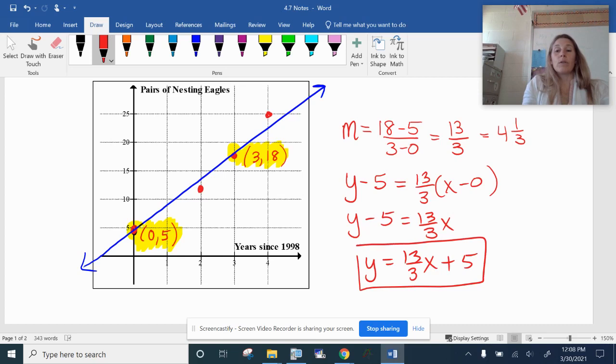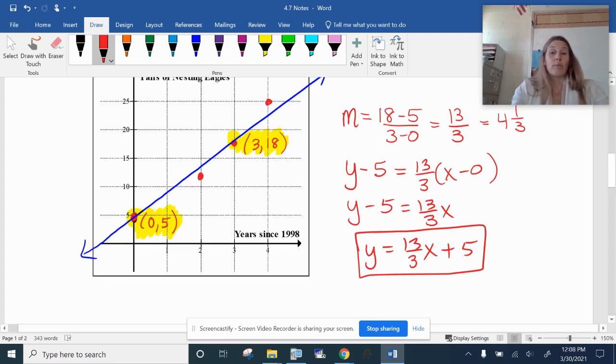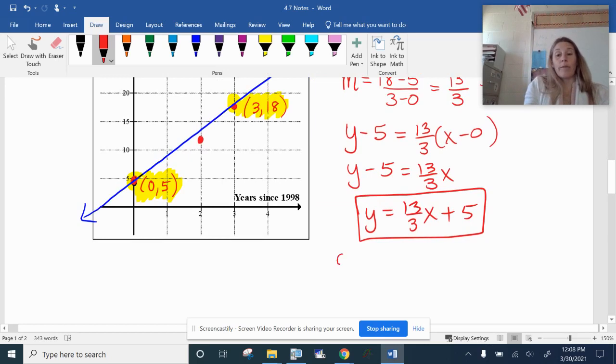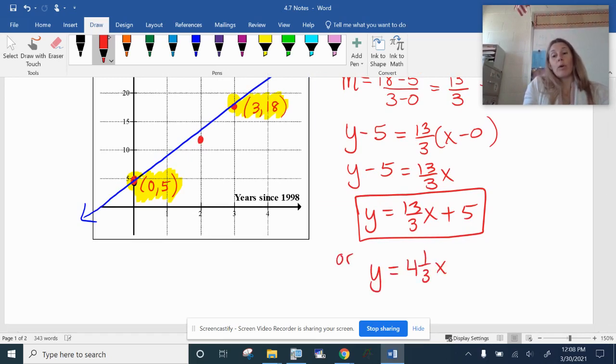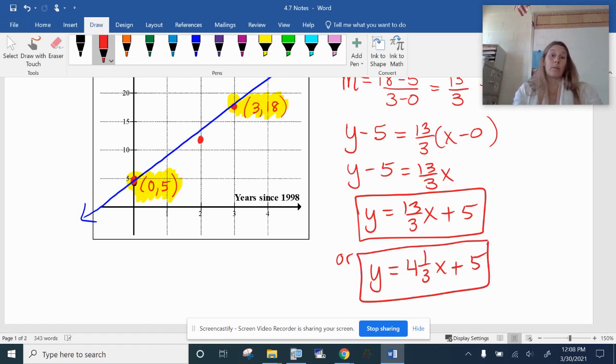Now, of course, when you're looking at actual data, 13 over 3 is a little bit confusing sometimes, especially if you have multiple different possible equations here. So it might be helpful to write it as a mixed number or a decimal, especially if you're comparing different people's equations. So this shows me, okay, it's a little bit more than 4, my slope.